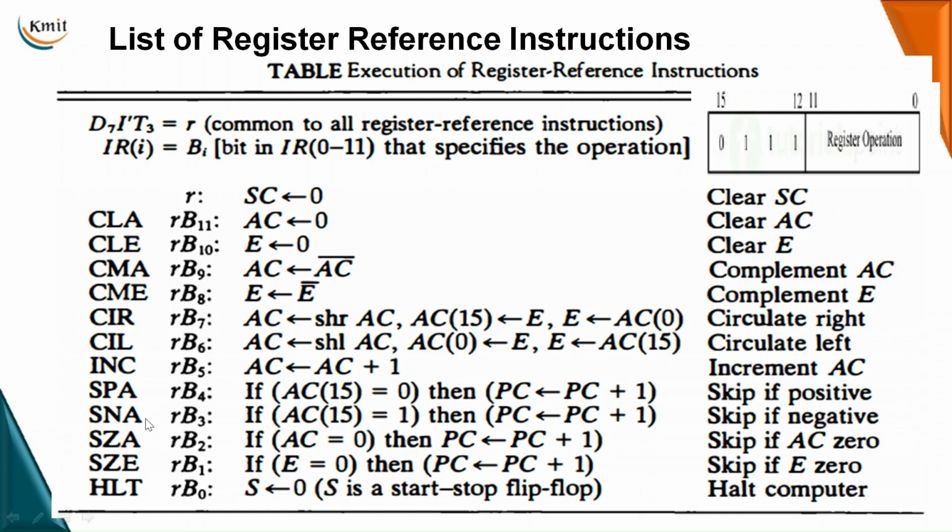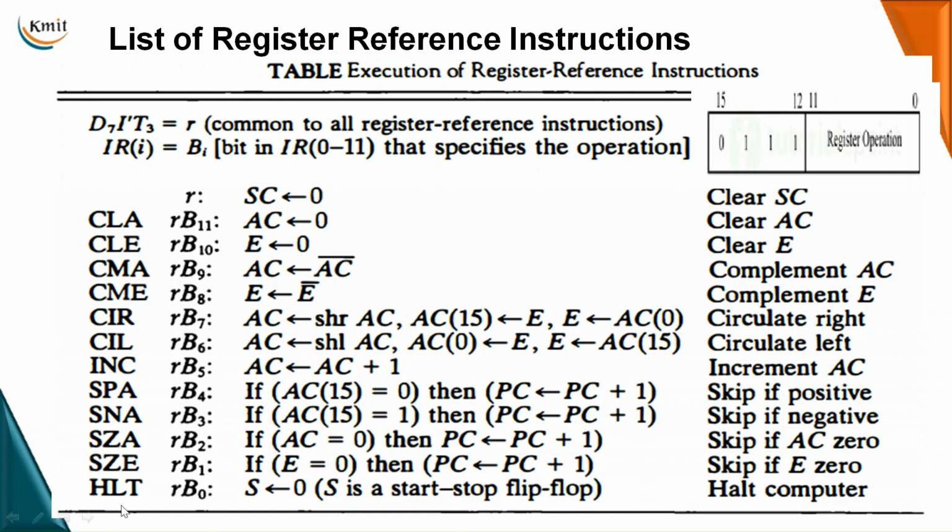Sorry, for all these four instructions, based on the condition, we are going to increment the value of PC by 1. If the condition is satisfied, the PC value will be incremented by 1. So next is skip if E is 0. If the E flip-flop contains 0, then PC will be incremented by 1.